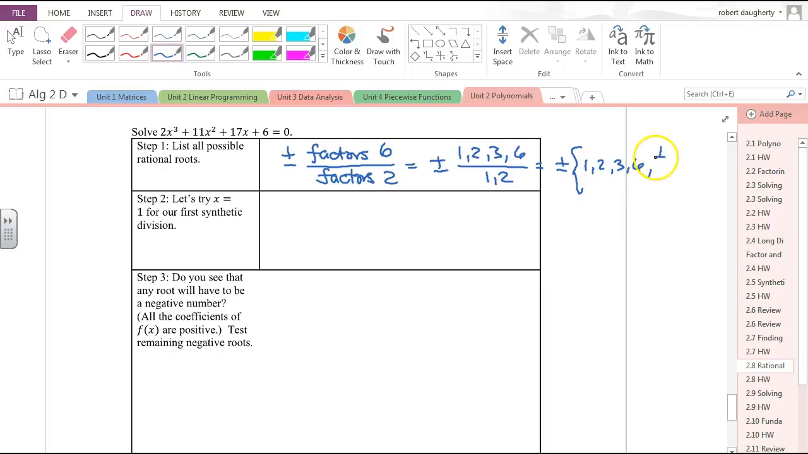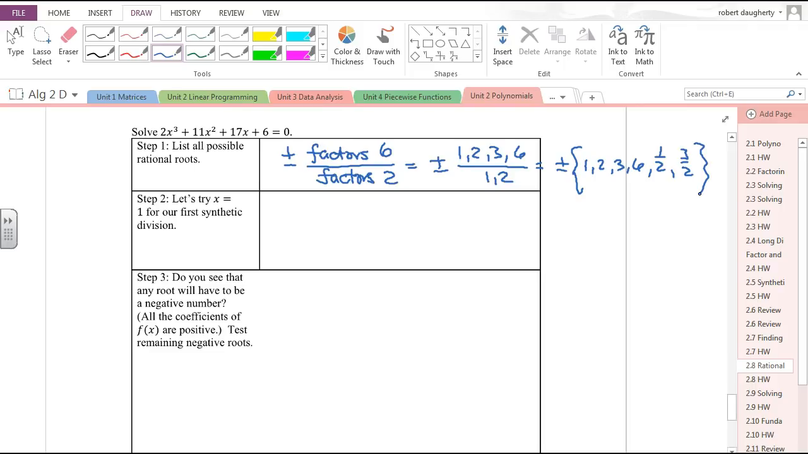And I get 1/2. What is 2 halves? 1. And then I get 3 halves. And then what is 6 halves? 6 halves is 3. That number is already on my list. So I've got how many possibles here? Yeah, so 6 numbers plus or minus, that means 12 possible solutions.